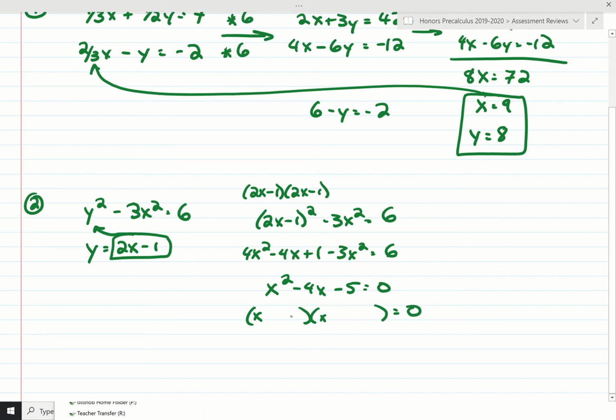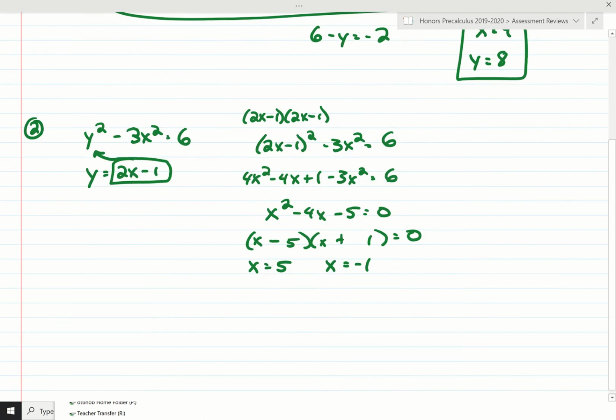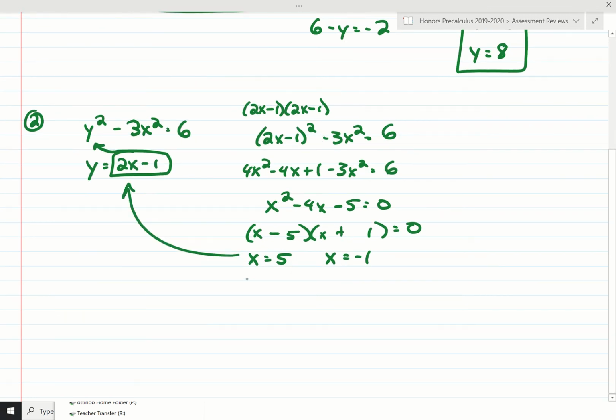We have an x and an x, 5 and a 1. So negative 5, positive 1. x would be 5 and x would be negative 1. And we could just plug those in to get what y is. y would be 9 and y would be negative 3.